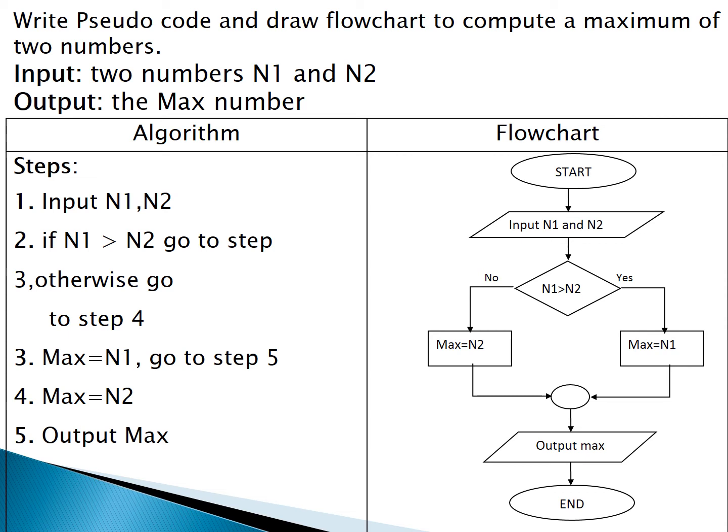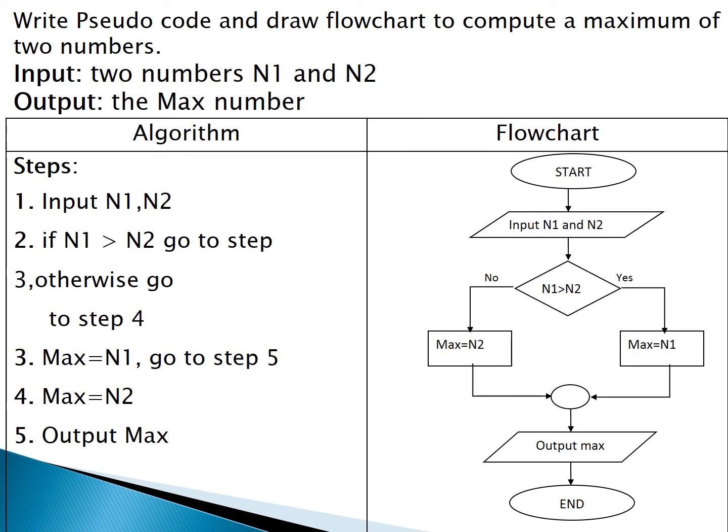Let us go to the algorithm. Step 1: I am taking two numbers, number 1 comma number 2. If number 1 is more than number 2, go to step 3. Otherwise go to step 4. The meaning is that if number 1 is more than number 2, that means number 1 is maximum. Otherwise maximum is number 2. Output max.